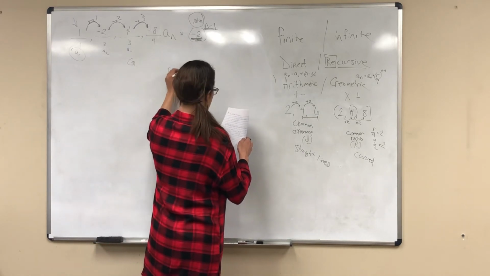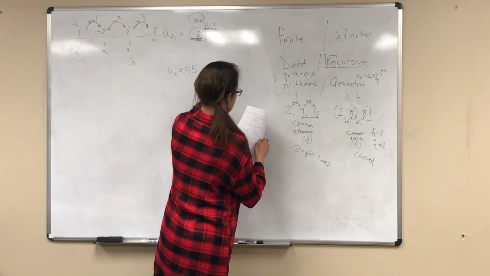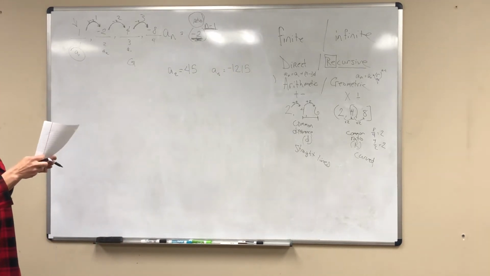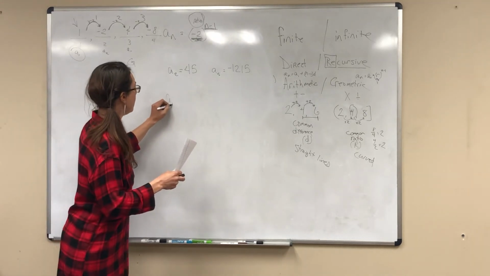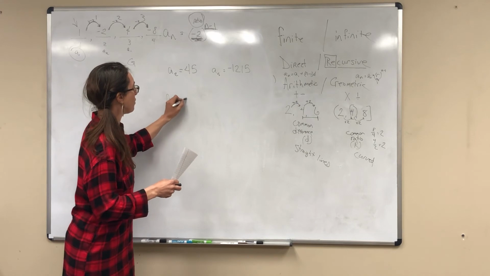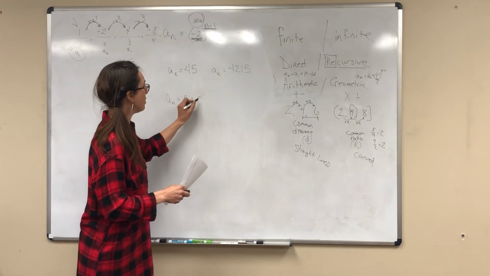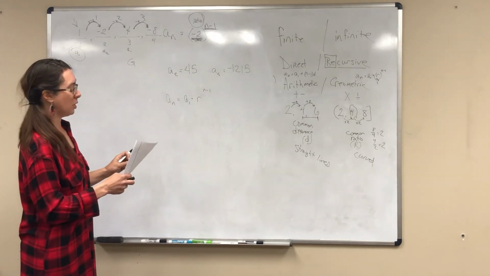How do we find our first term if they just give us two terms? So if a_2 equals 45 and a_5 is negative 12/15, what do we know? We know that any term is equal to wherever I start, a_1, times my ratio. We don't know the ratio, right? We don't know the ratio.